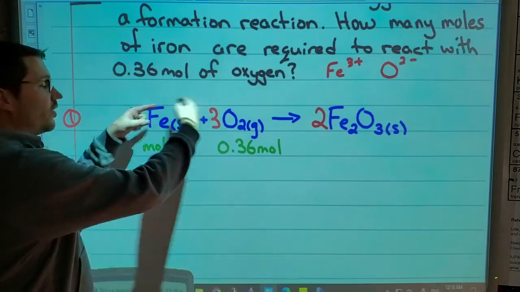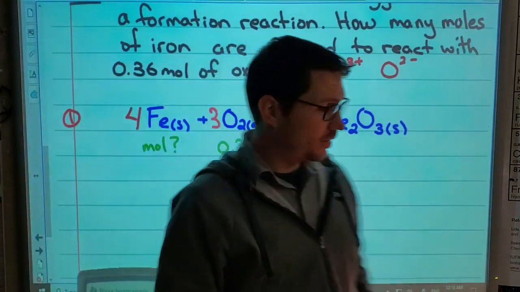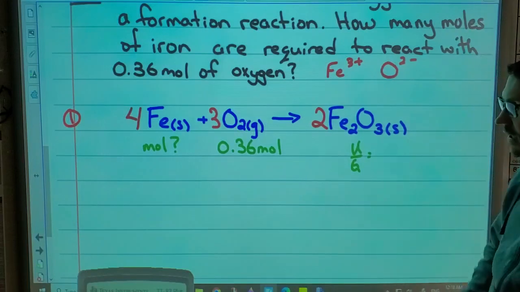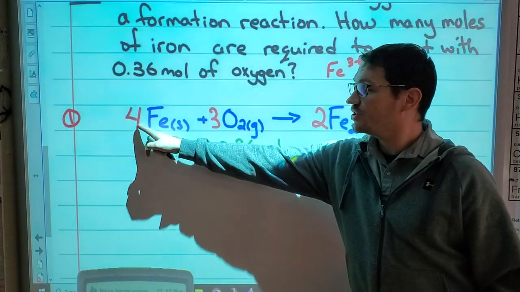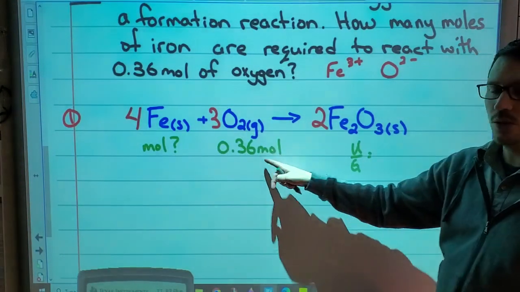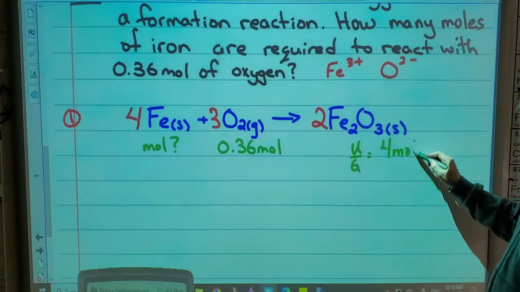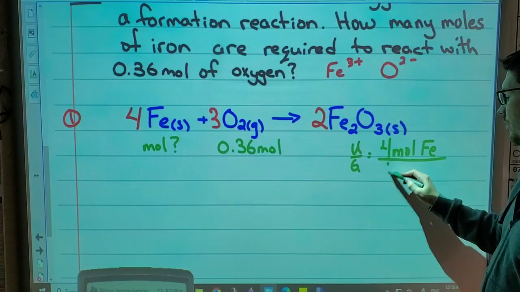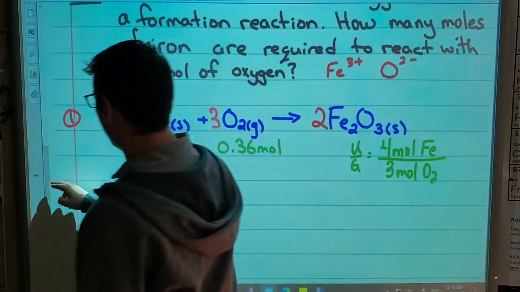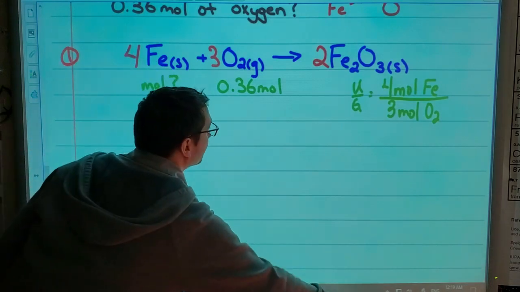Now, the only way to convert between these two substances is using the molar ratio. The molar ratio in this case is unknown over given. Use the coefficient of the unknown substance over the coefficient of your known substance, the information you know stuff about. So 4 moles of iron over 3 moles of oxygen. Now we have all the information that we need in order to do our unit analysis.